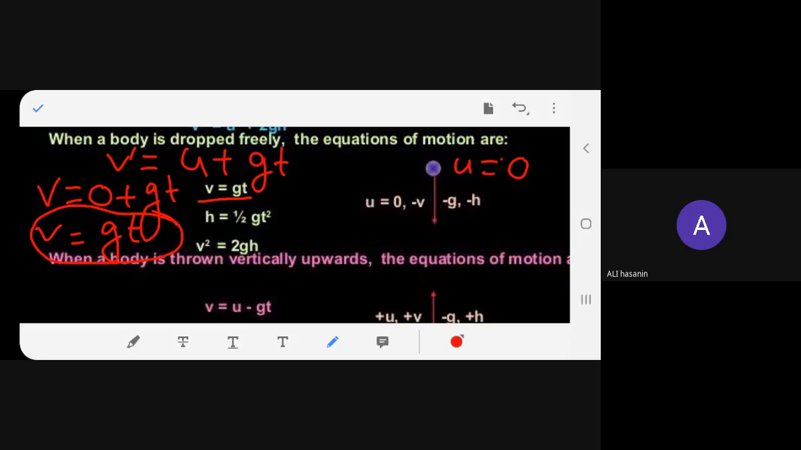You agree with the equation? Got it? How did we get v is equal to gt? In place of u, we put 0 because the initial velocity is zero, as I'm holding the ball. So the ball is at rest. It is not moving. So the initial velocity has to be 0. So we wrote v is equal to 0 plus gt, and so v becomes gt. Any problem with that? Now you came to know how we got v is equal to gt?